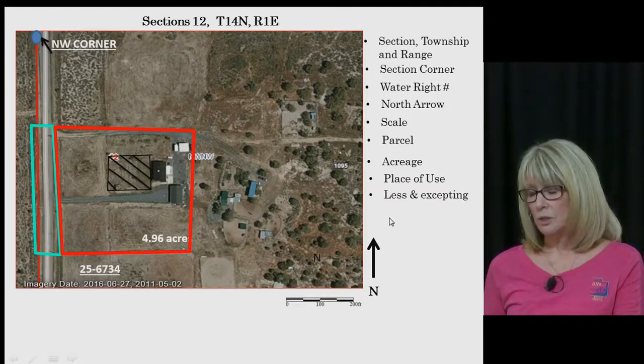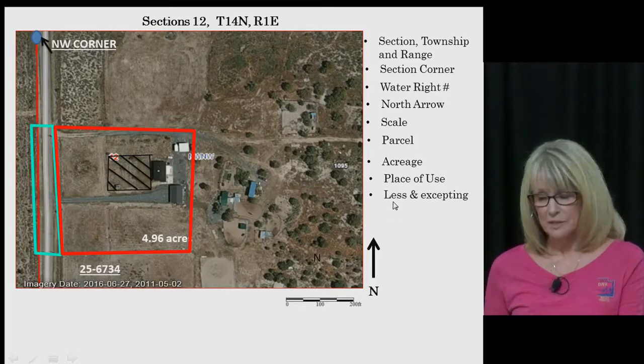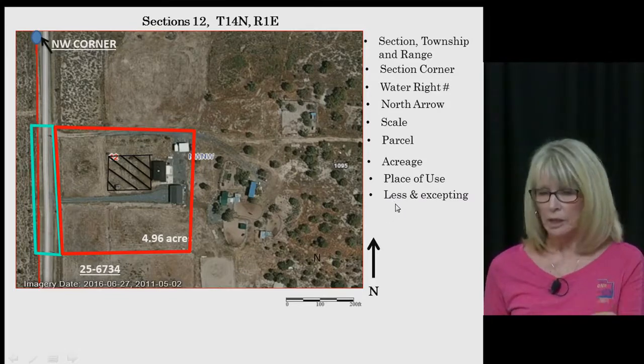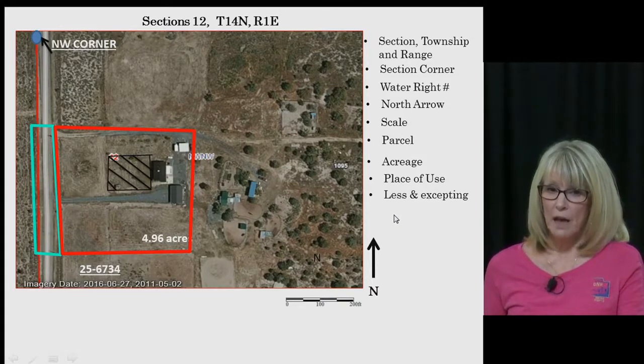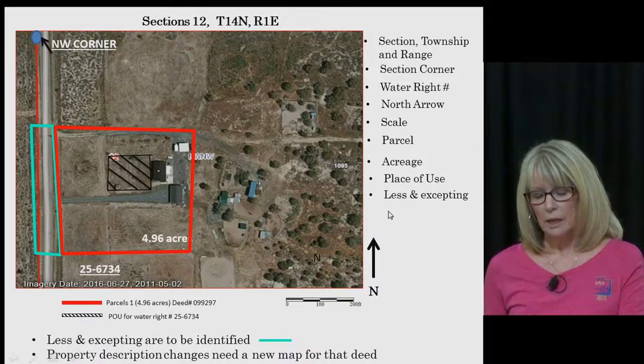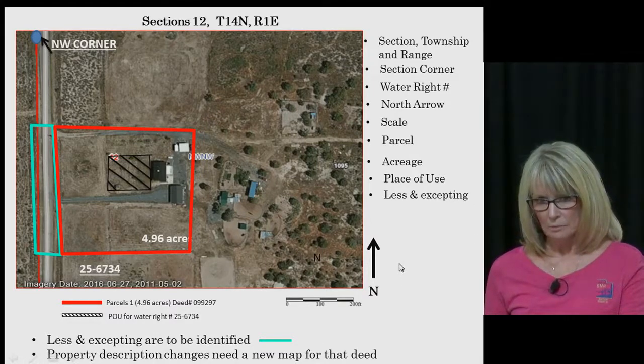Then you also need to identify the lesser exceptions on your map. So if the lesser exception is for a road, or it might be another parcel that went someplace else, you need to identify that and shade it in a different color. We also ask if you could possibly have legends.